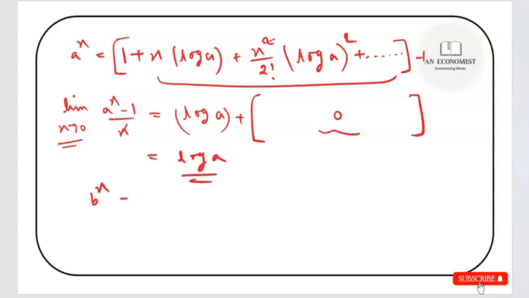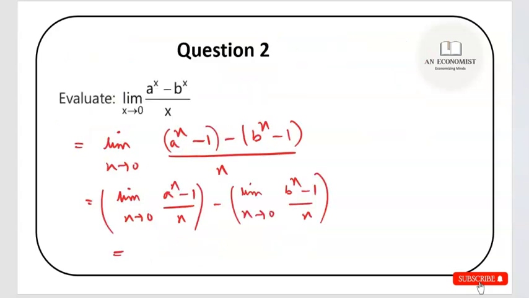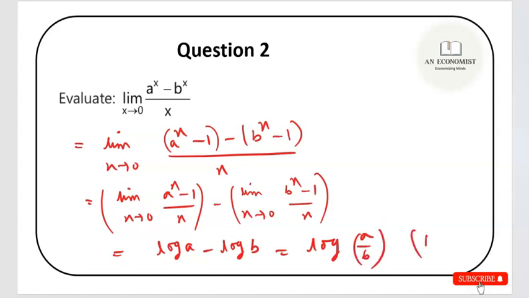Similarly, b to the power x will have the same series. Instead of a, you are just writing b. So what will be this limit? Limit x tends to 0, b to the power x minus 1 by x will be simply log b, right? This is log a, this is log b. And put here log a minus log b. So we will be left with log a upon b. And this will be your answer. This is a good problem.